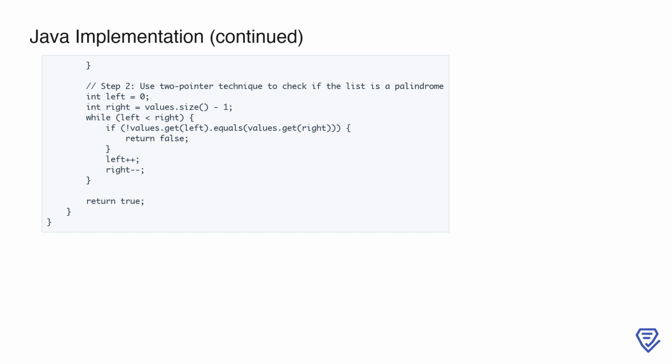This process continues until the pointers meet or cross each other, indicating that all pairs of values have been checked. If no mismatches are found, we return true, confirming that the linked list is indeed a palindrome.